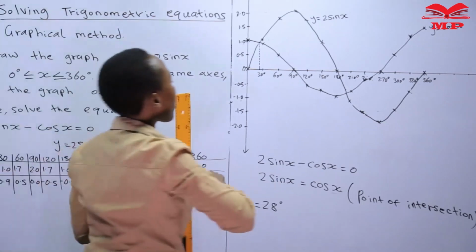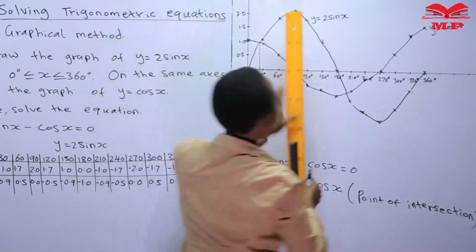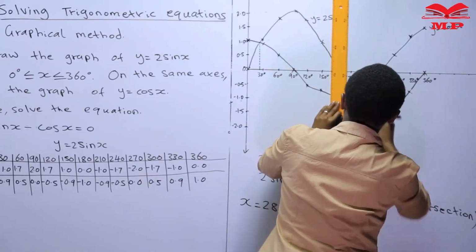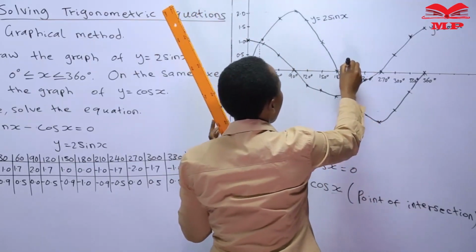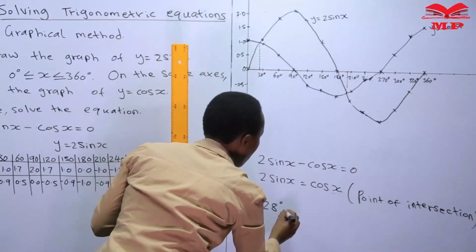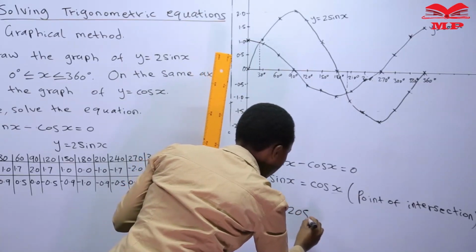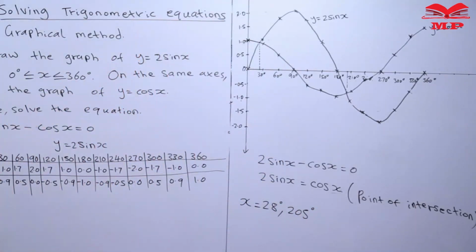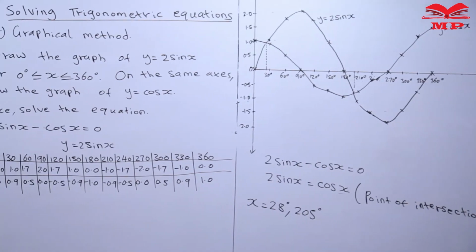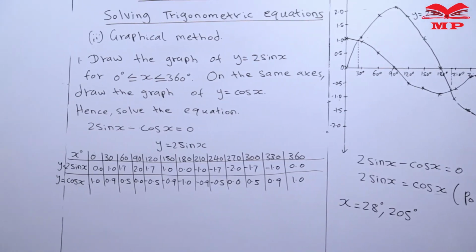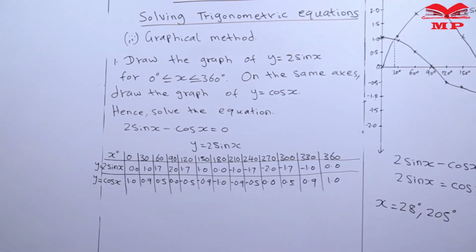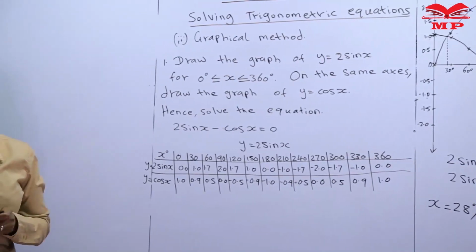Then we have the other point of intersection, which is at this point here. So you also need to read this angle, and therefore we also have an angle of around 205 degrees. So that will be the solution for that. We have x equal to 28 degrees and 205 degrees. That is at the point of intersection. At the point of intersection is where we are going to have those values of x.